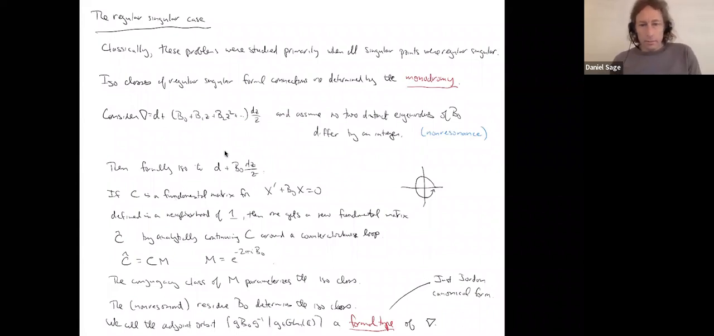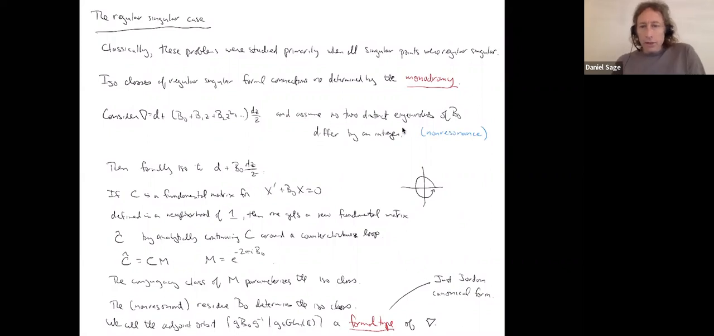So let me remind you what this is. Let's write down a formal connection, and let's suppose it's already in a gauge where the simple pole is manifest. In other words, we have this B0 dz over z, that's the residue term. So we have a simple pole, and then all the rest is higher order junk. So trying to figure out the formal isomorphism class of such a connection is a question in asymptotic analysis. So this is a very classical thing.